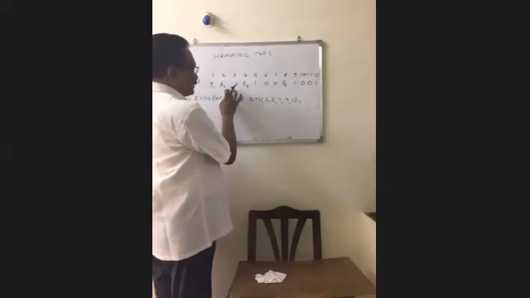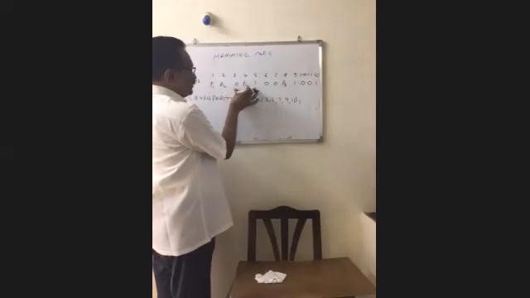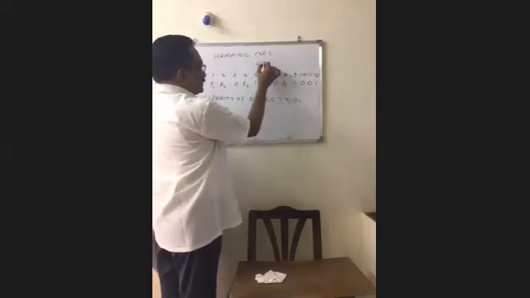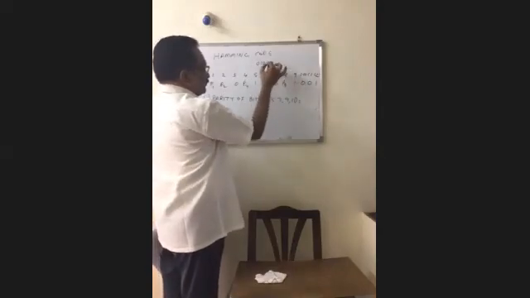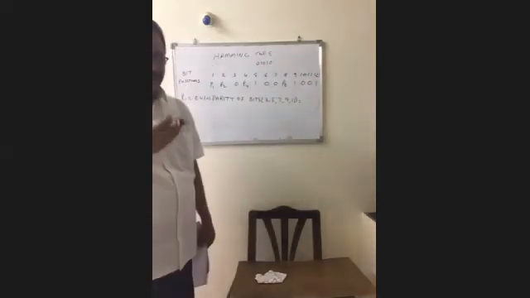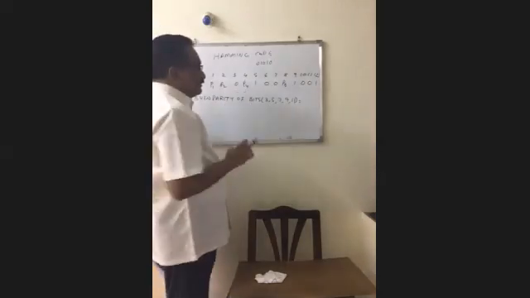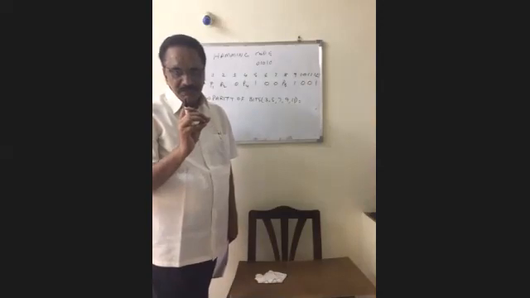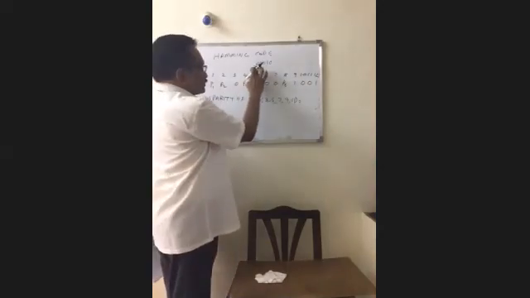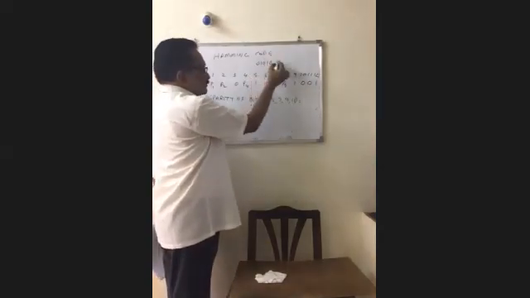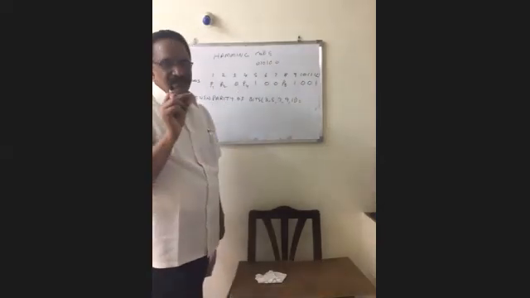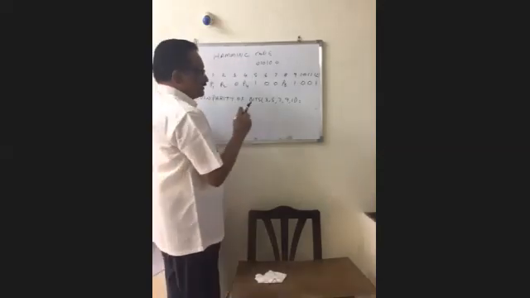So what are those bit positions? Bit 3 is 0, bit 5 is 1, bit 7 is 0, bit 9 is 1, bit 11 is 0. So what is the even parity bit for that data? Even parity bit means the total number of ones must be an even number, including the parity bit. So in this one, how many ones are there? 2 ones. So the even parity bit is 0.